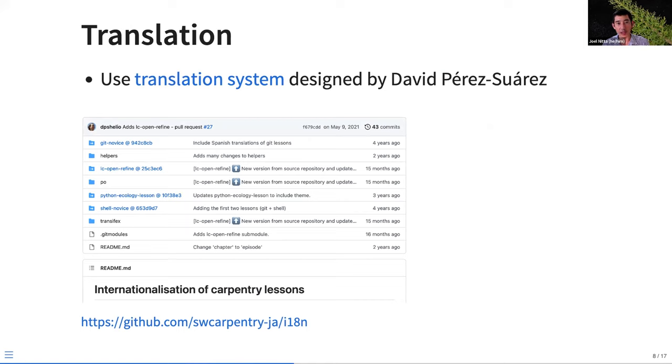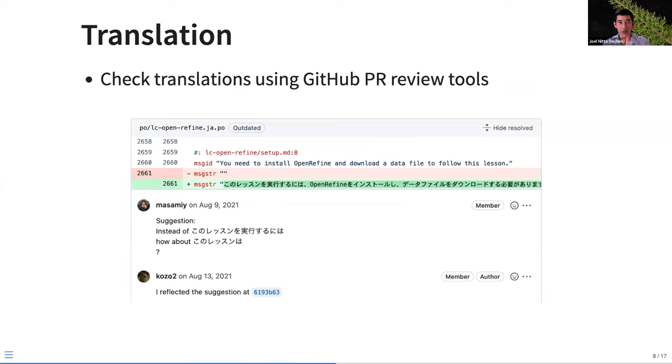But for translation, we're using a system designed by David Perez Suarez. And this is a system that is also being used for several other languages. There are different ways to implement it, but we review the translations and do everything on GitHub, using their PR review tools, which has been a handy way to do things if you know how to use Git.